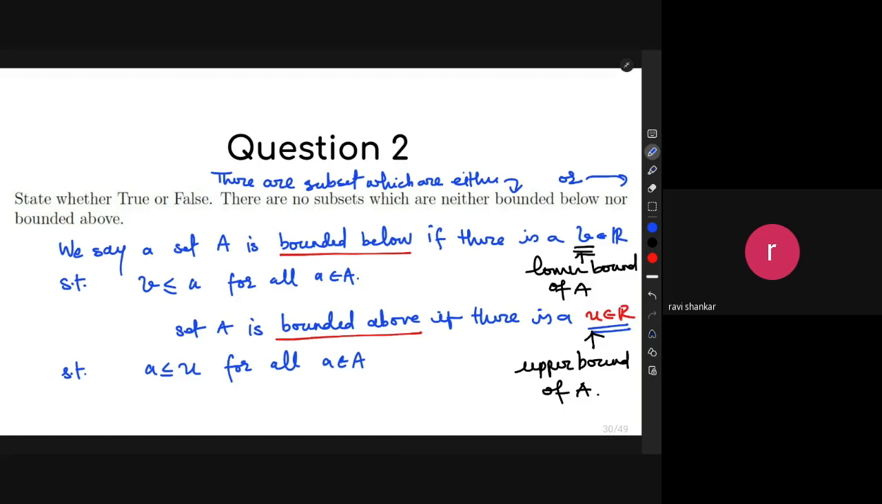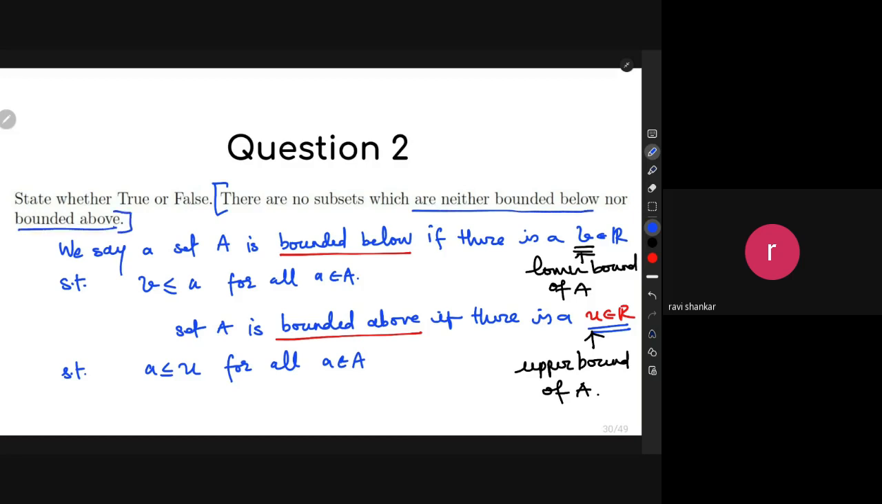No, the question is asking you to state whether this statement is true or not. So what is the statement? The statement is that there are no subsets which are neither bounded below nor bounded above, which means you cannot find any such subset. Why is it false? Can you give me an example of a subset which is not bounded below and not bounded above?